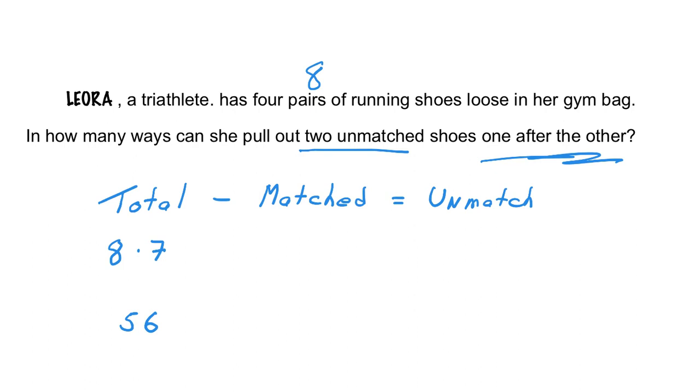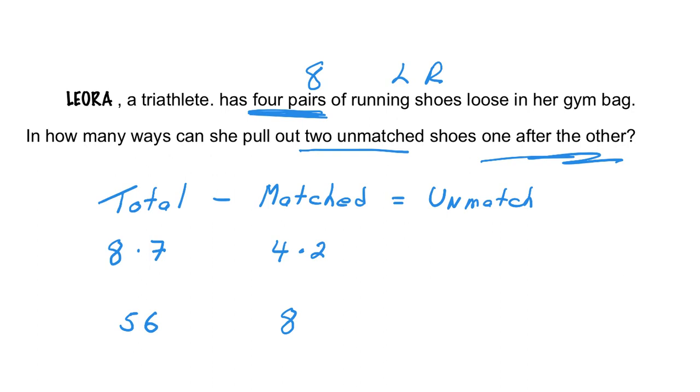Now let's look at the number of ways you can pull out a pair of matched shoes. Well, we have 4 pairs of running shoes, and each of those has a left shoe and a right shoe. So you have 4 pairs, and you can either pull the left one out first or the right one out first. So 4 times 2, so there are 8 different ways you can pull out a pair of matched shoes.